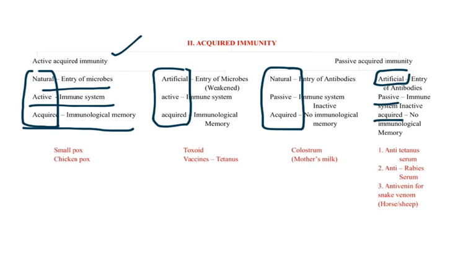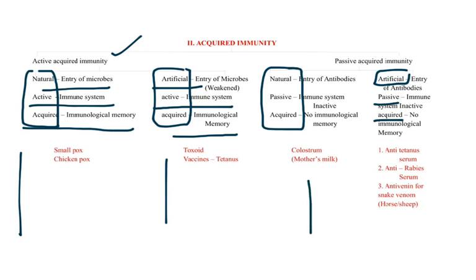Artificial active acquired immunity: the entry of microbes is artificial, weakened or killed microbes, and our immune system becomes active and we develop immunological memory. In natural active acquired immunity, once we get the infection, we may not get it for the second time or third time. In artificial active acquired immunity, we may not develop the infection even for the first time because we developed immunological memory with the weakened pathogens.